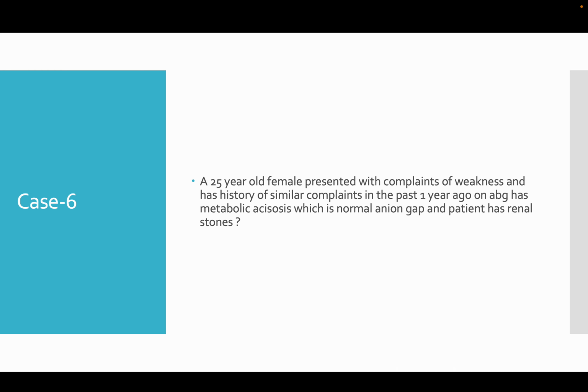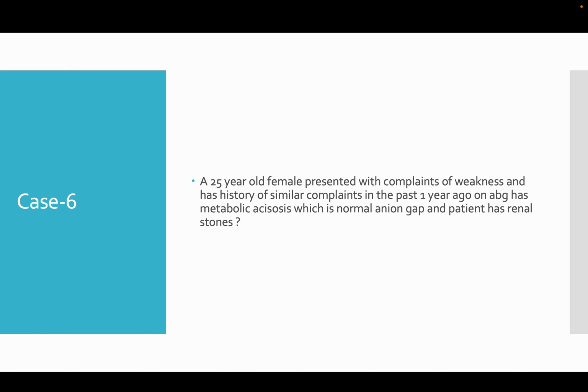Generally in proximal RTA we don't see much of renal stones, because the acidosis is not significant enough in proximal RTA to cause bone resorption and calcium excretion in the urine. In proximal RTA we see stones mostly in Dent disease, but in other causes we generally don't see renal stones. Distal RTA is the most common cause of renal stones. So in this case, since the patient has metabolic acidosis with normal anion gap, this can be RTA.